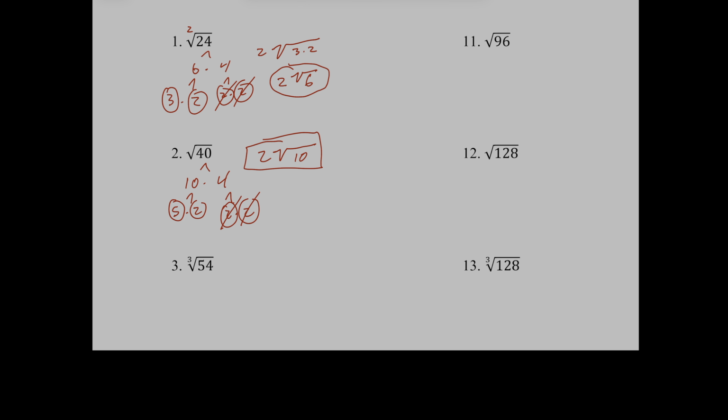A way to double check is to take what you pulled out and square it. So what's the square of 2? 4, and then times it by the inside. 4 times 10 is 40, okay?